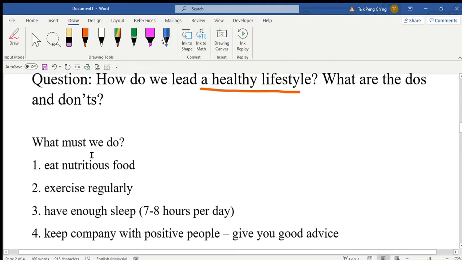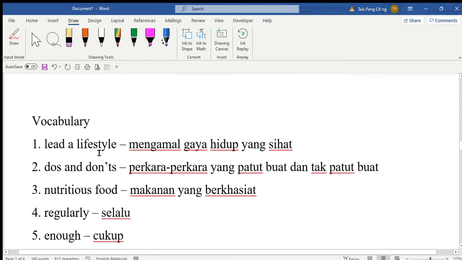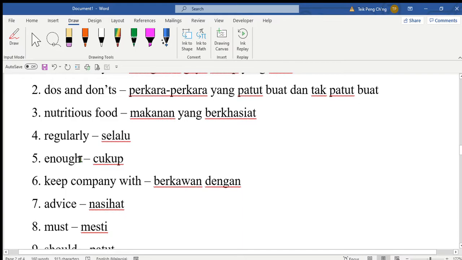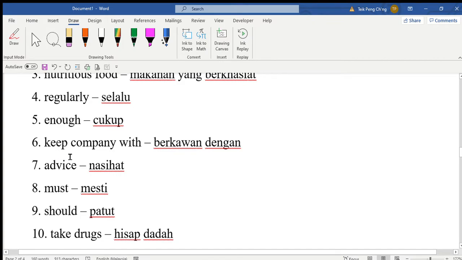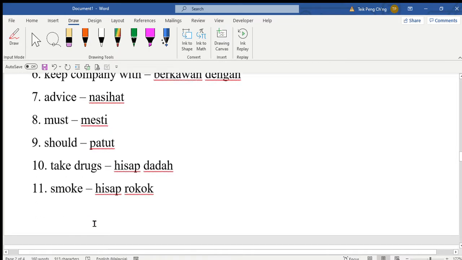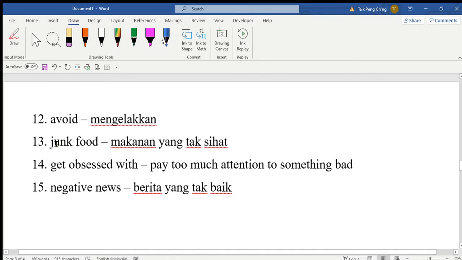Okay, here are the points that we have already discussed. Now let's revise the vocabulary. Read after me. Ikut saya baca. Read after me. Lead a lifestyle. Do's and don'ts. Nutritious food. Regularly. Enough. Keep company with, advise, must, should, take drugs, smoke, avoid, junk food, get obsessed with, negative news.